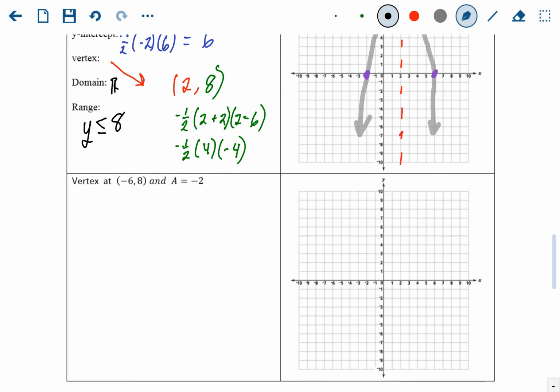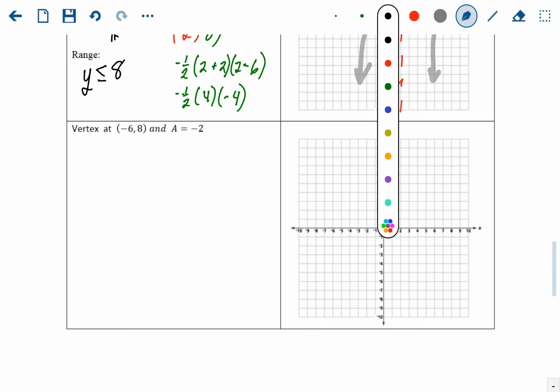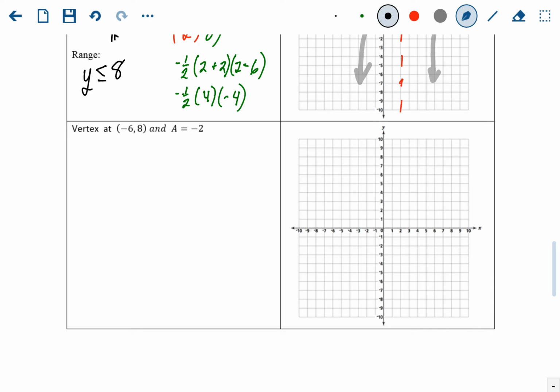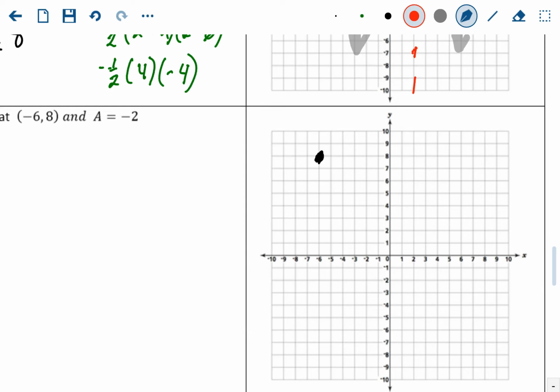All right, now this last one was in the most recent notes. It's where they give you the vertex and only an a value. So your vertex is out here at negative 6, 8. And we know nothing more about this graph other than the a value is negative 2. Now the a value being negative 2 always follows the same pattern. From the vertex, if you go over 1, it's automatically going to go up 2, or in this case down 2, because the a value is negative.